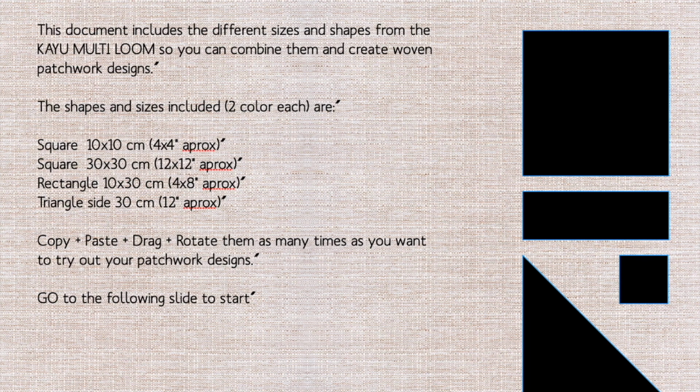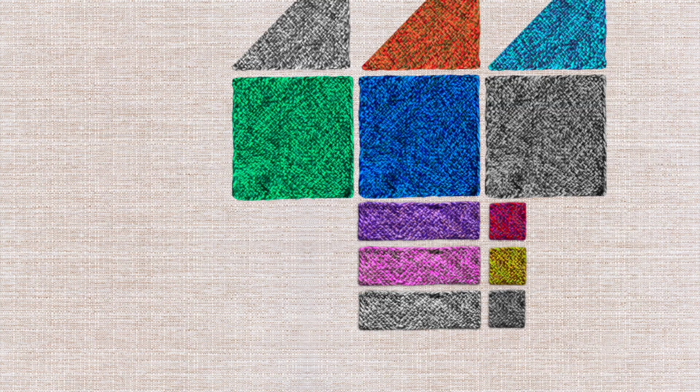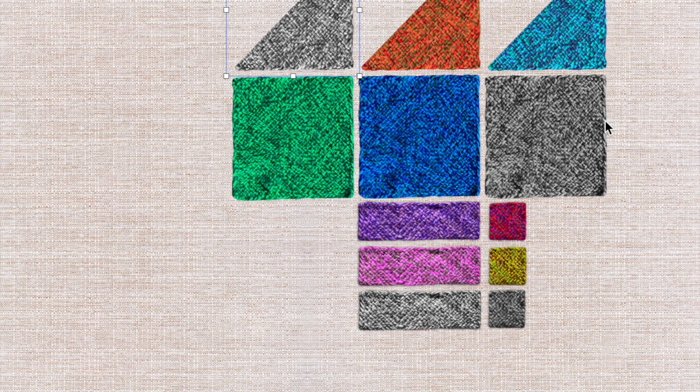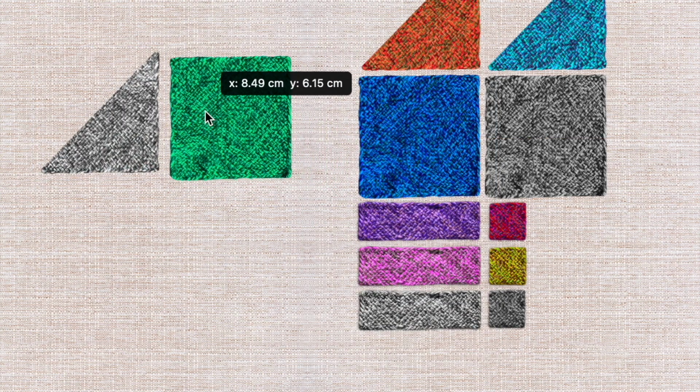So here we have the main page of the space work you will receive, and here you have the shapes included. You have triangles in different colors, squares, rectangles, and the small squares. All of them belong to the KAYU. So now I just play with them.